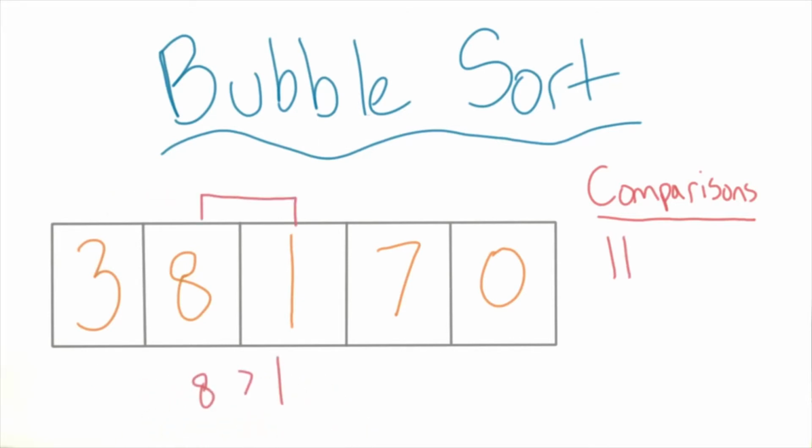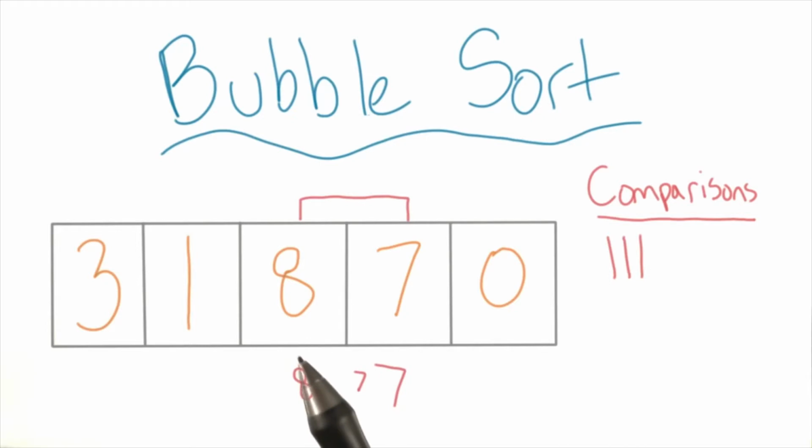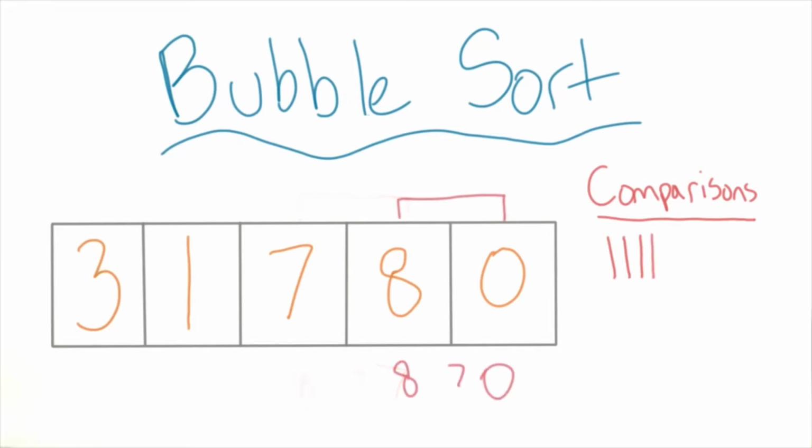Looks like we need a switch here as well. Alright, now we can move along to the next two elements. And again, looks like our first element is bigger than our second one, so we'll need to switch. Okay, now we can compare the last two elements in the array. And once again, the first element is bigger than the second one, so we'll need to switch. Alright, now we're done with this round.